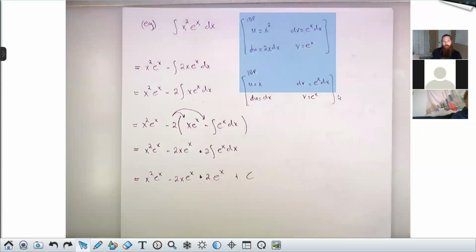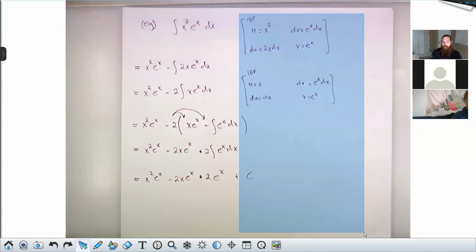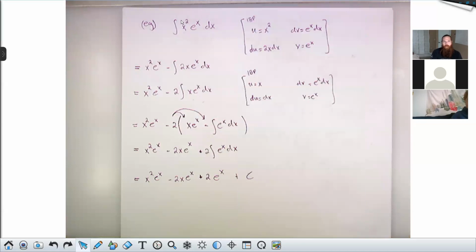This is a common thing. You run IBP twice. Sometimes you'll run IBP 3 or 4 times. If you wanted to integrate x to the n times e to the x, that would require n applications of integration by parts. Each time you would choose u to be the polynomial piece and dv to be everything else. You might notice a pattern here. And I encourage you to look for patterns.